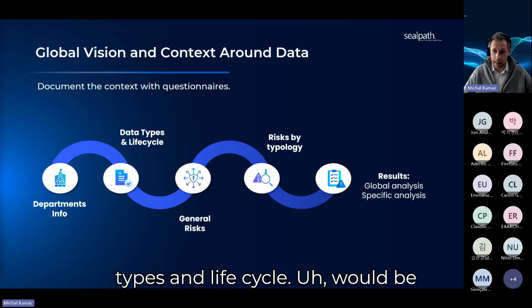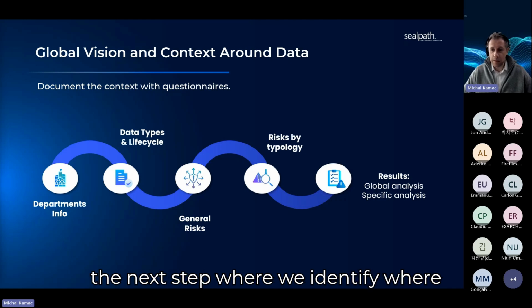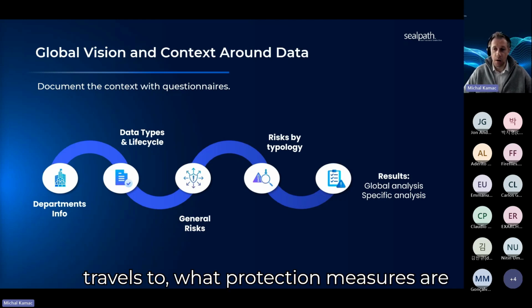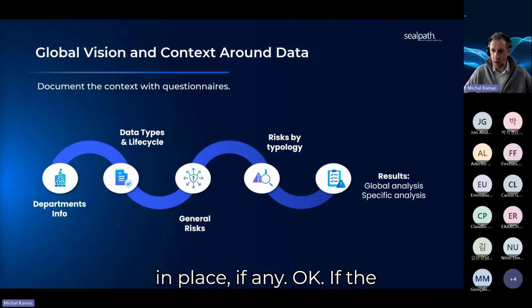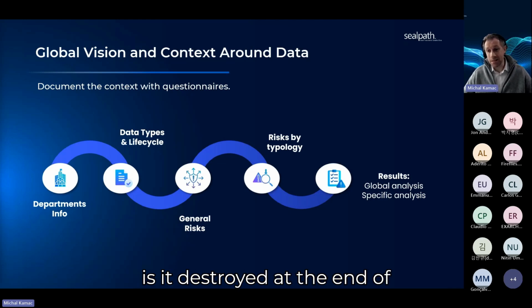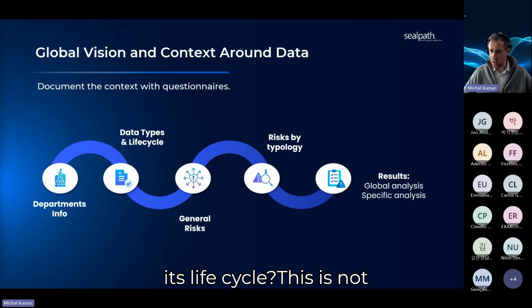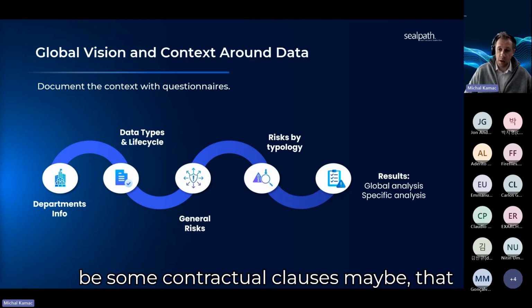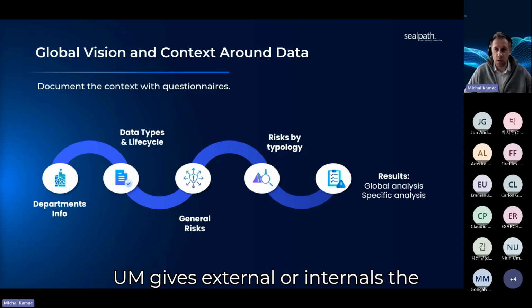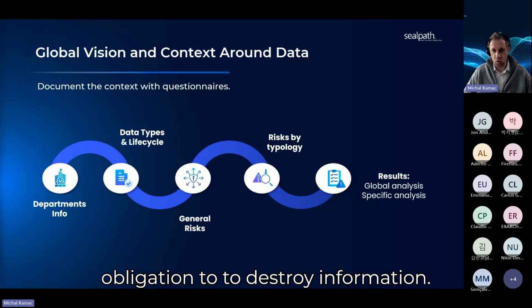Data types and life cycle would be the next step, where we identify where the data is hosted, where it travels to, what protection measures are in place, if any. Okay, if the data is shared on a regular basis, is it destroyed at the end of its life cycle? This is not very usual, but there may be some contractual clauses that give external parties or internals the obligation to destroy information.